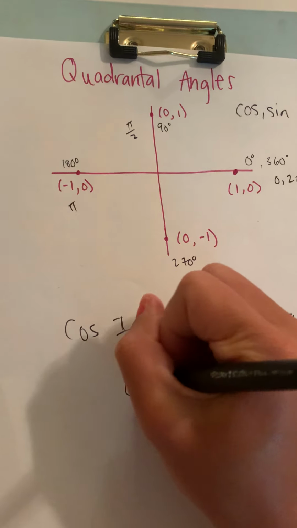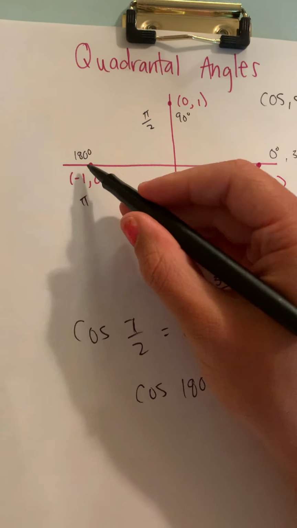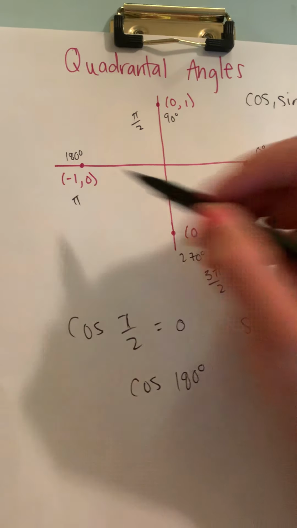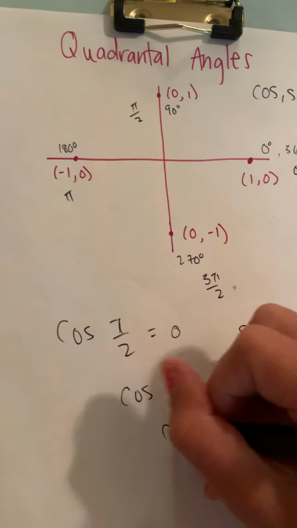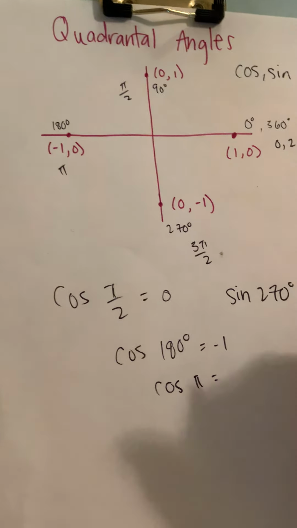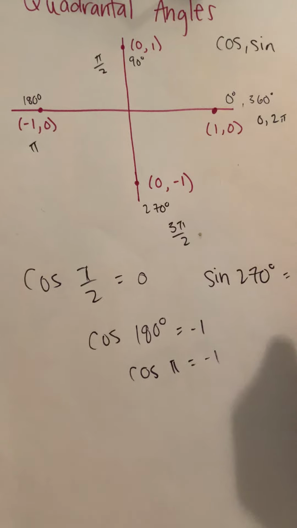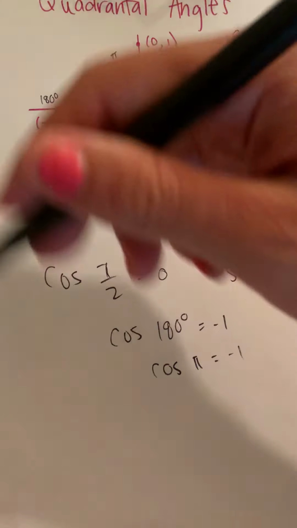What is the cosine of 180? That would be the first one. Cosine's the first one. C comes before S in the alphabet, so it's the first one. It would be -1. What is the cosine of pi? Same thing, because pi and 180 are at the same place. It's also -1. I feel like that's pretty self-explanatory, the cosine and sine of quadrantal angles.